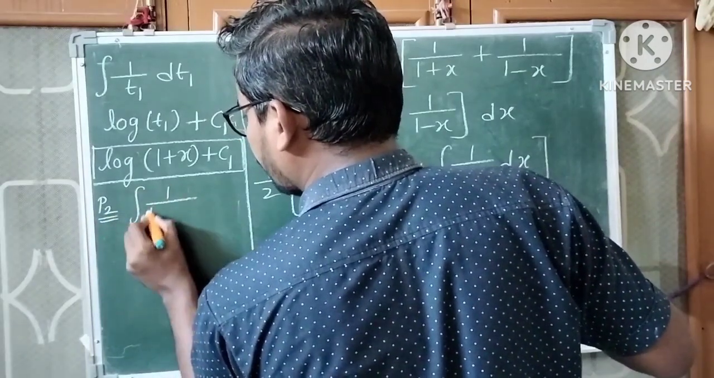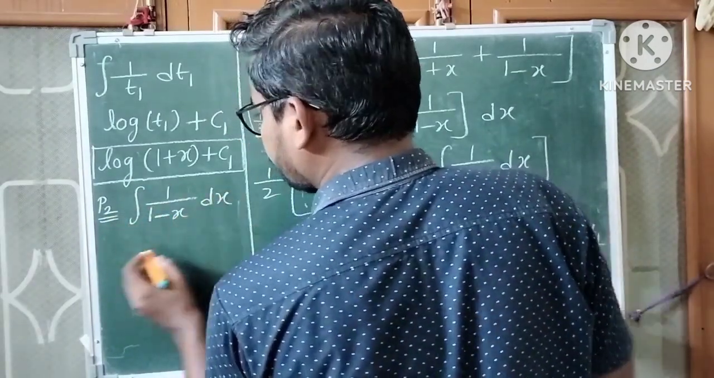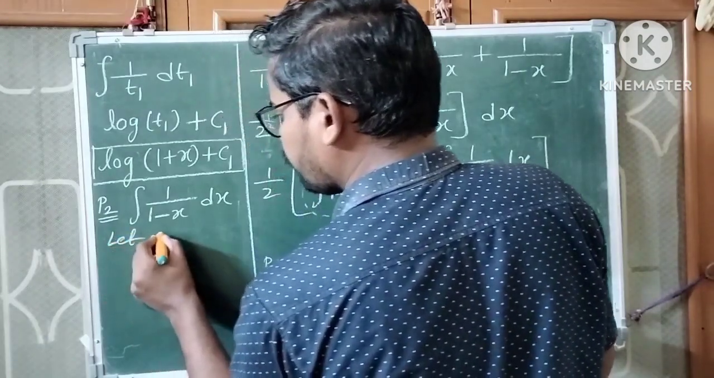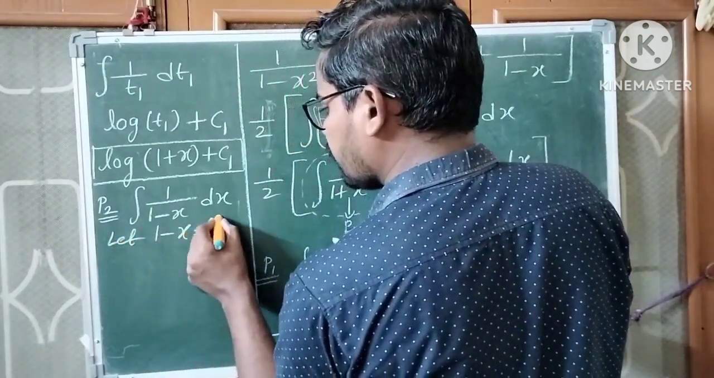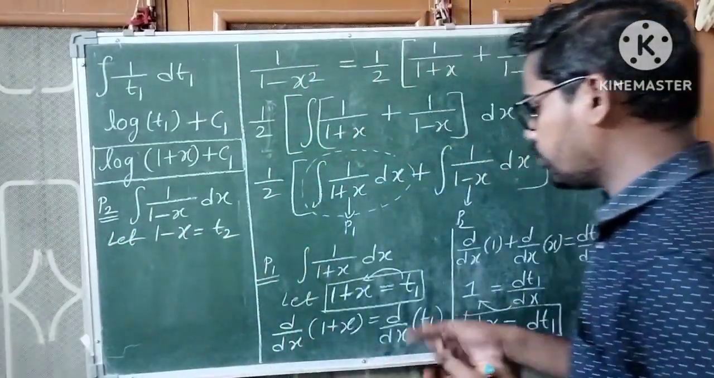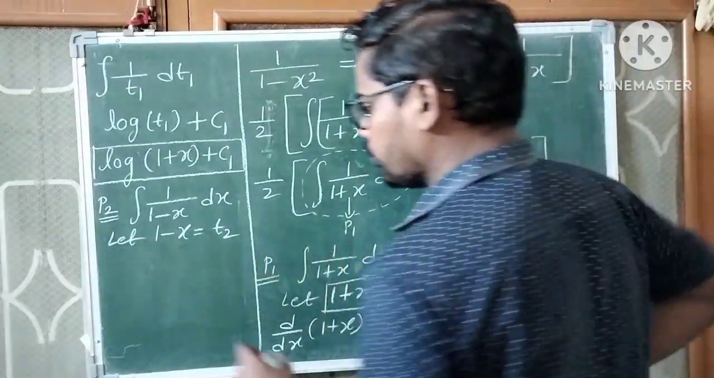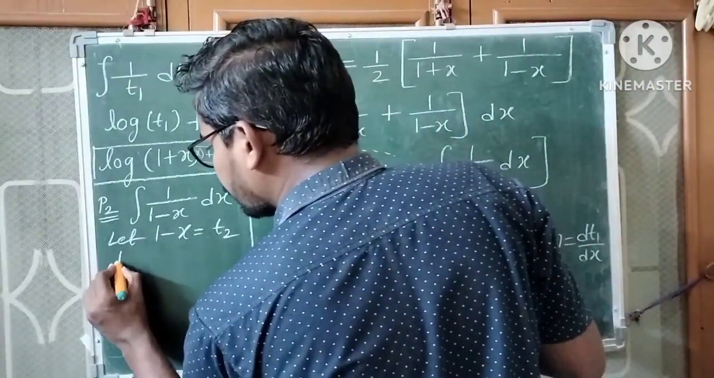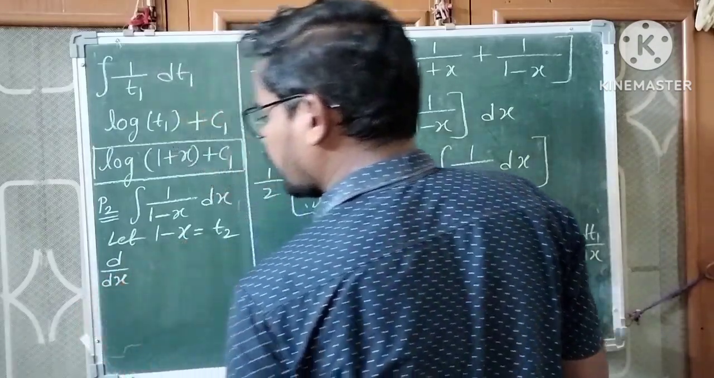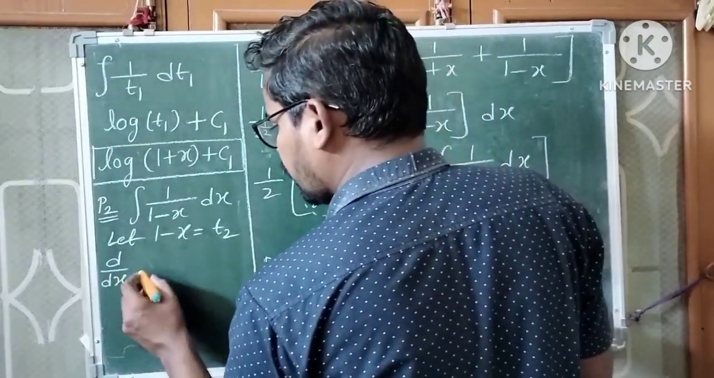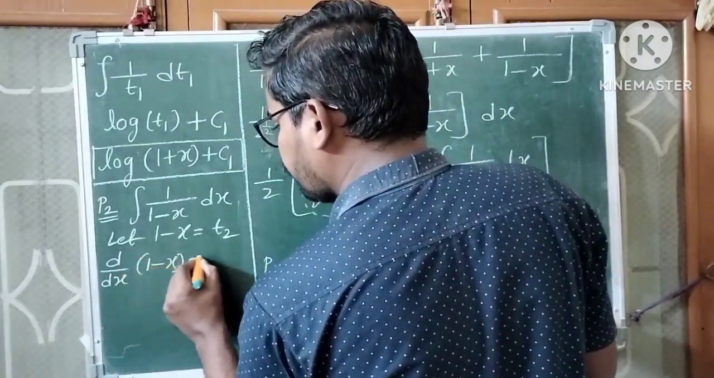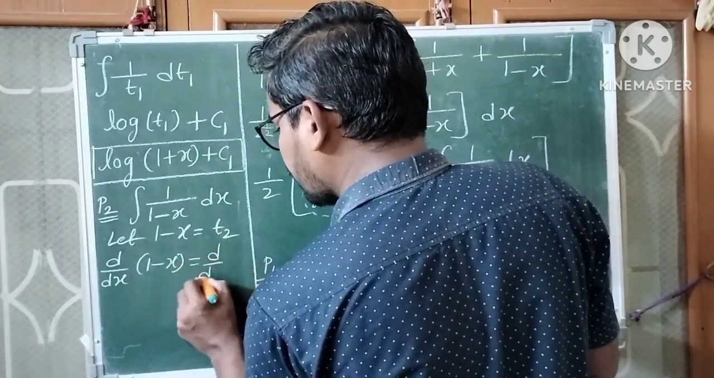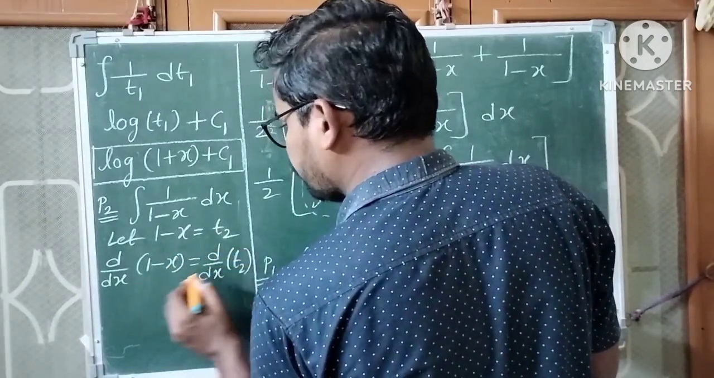Part 2. Integral of 1 by 1 minus x dx. Same procedure, using substitution method. Again put 1 minus x equals some t2. We already used t1, so now let us use t2. Now again apply derivative on both sides with respect to x. d by dx of 1 minus x, d by dx of t2.